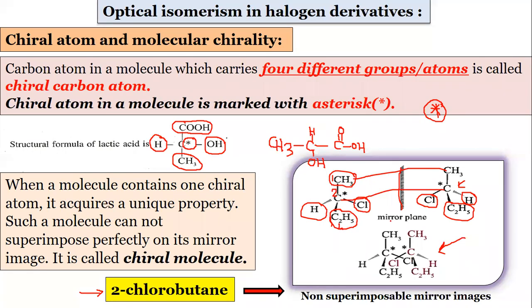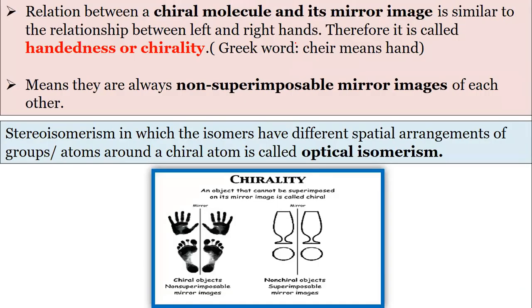And if such non-superimposable mirror images are there, that compound is optically active. Remember, in the next part I will explain what optical activity means. So the relation between the chiral molecule and its mirror image is simple: these are non-superimposable mirror images.